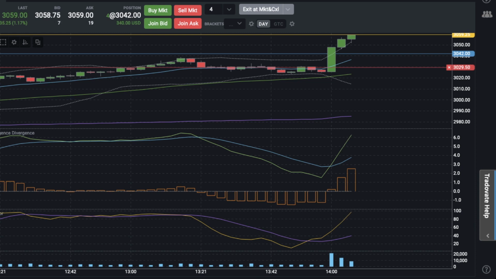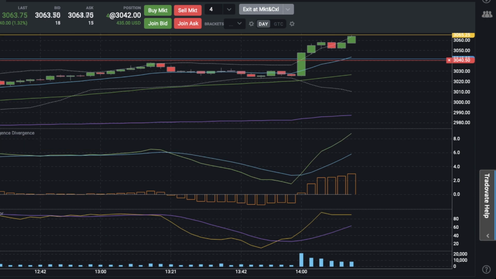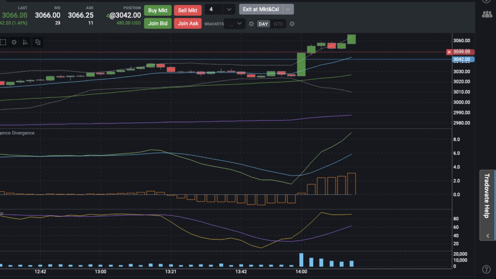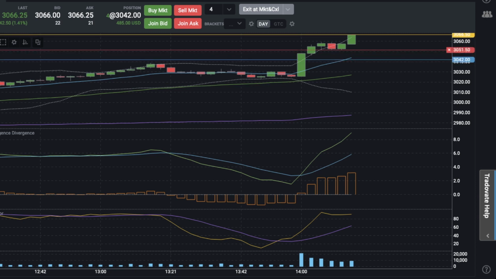I'm going to bring my stop under my entry point. Yeah, I'm going to put it at 30.40. All right, let's keep an eye on this for a few minutes. All right, so we've been in the trade now about 17 minutes. And so we got that pullback I was kind of hoping for. I'm going to bring my stop up underneath the last bar.